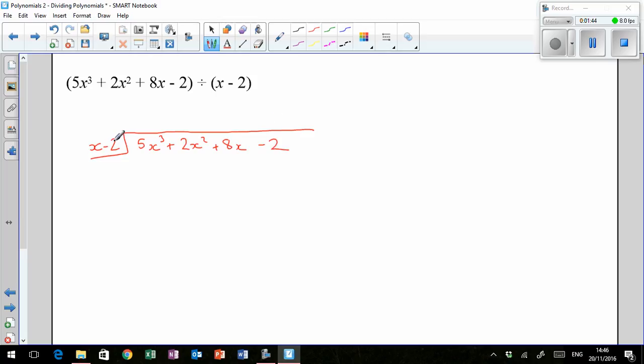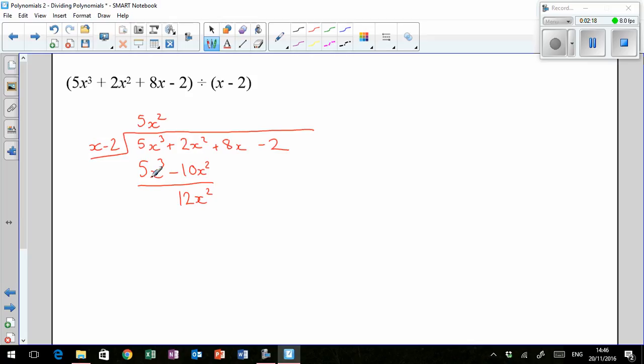Now, to do that, what we want to do is find a multiplier that makes x minus 2 go into 5x cubed as best we can. That's going to be multiplying by 5x squared to give us x turning into 5x cubed. So if we multiply this number here by 5x squared, it gives us 5x cubed minus 10x squared. And then we're just going to do a subtraction here. So 5x cubed, take away 5x cubed, disappears, so that's good. 2x squared subtract negative 10x squared will give us 12x squared.